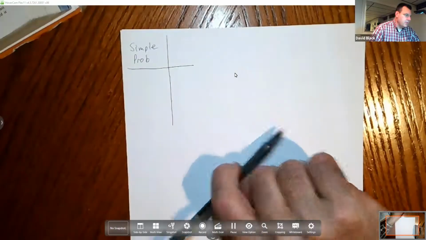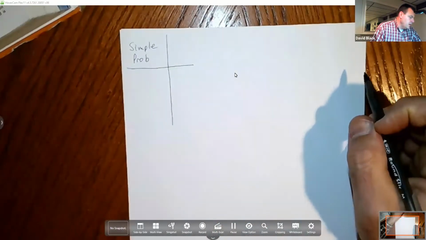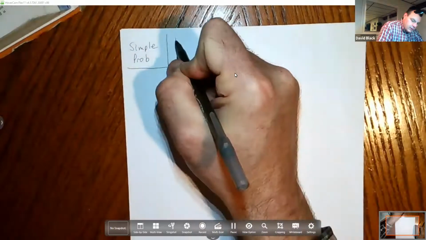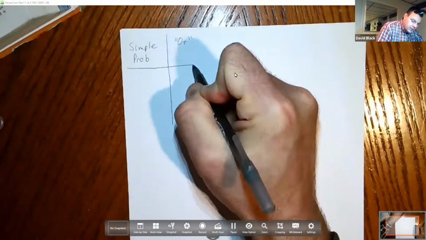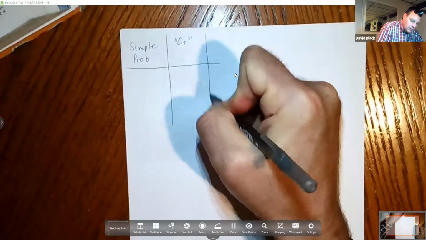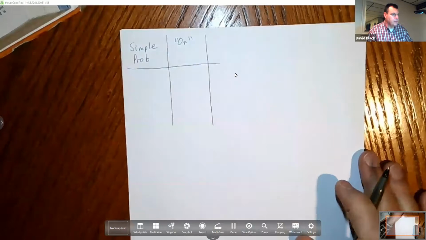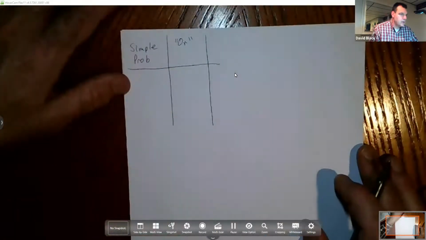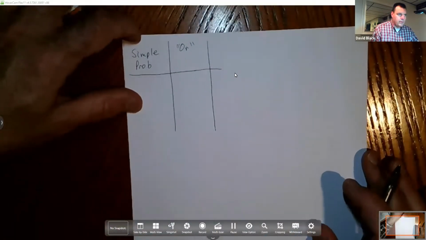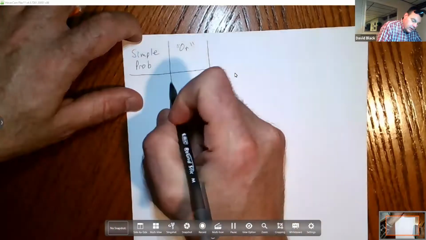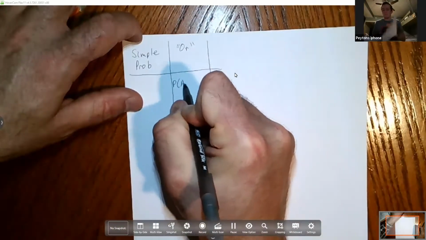Okay, so we got simple probabilities. And then we had what we called OR probabilities. We'll just call them an OR problem. And when we had OR problems, we applied what we called the OR formula.